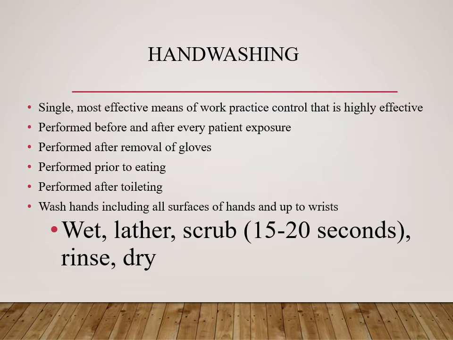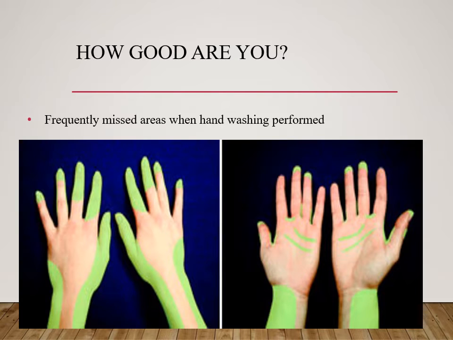Hand washing is the single most effective means of work practice control. Perform before and after every patient exposure. Perform after removal of gloves. Perform prior to eating. Perform after toileting. Wash your hands, including all surfaces of the hands and wrist. Wet, lather, scrub 10 to 15 seconds, rinse, and then dry. Frequently missed areas when hand washing is performed.